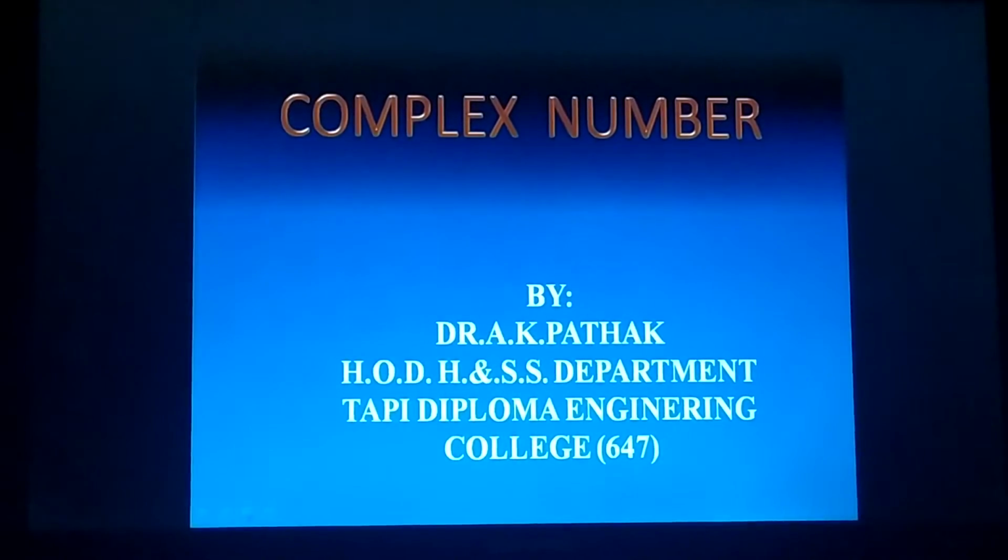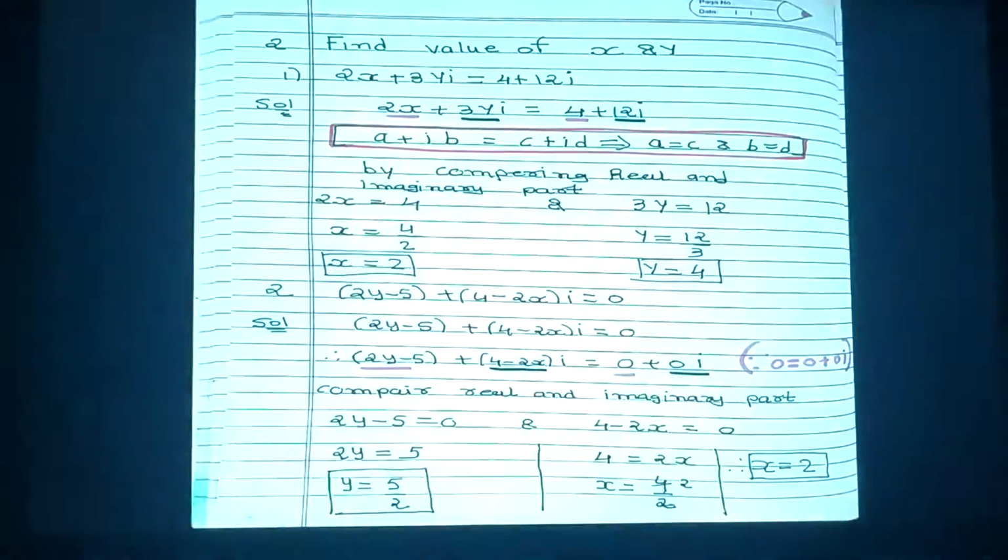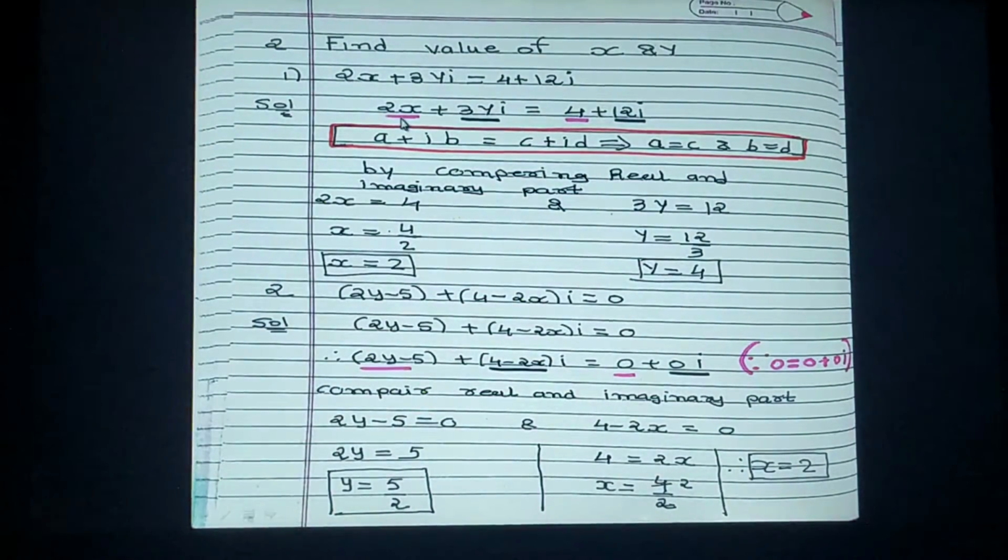So in complex numbers, today we will solve some examples. Find the value of x and y. Let's start. Example: 2x + 3yi = 4 + 12i.